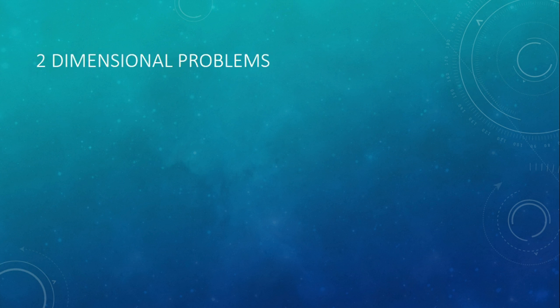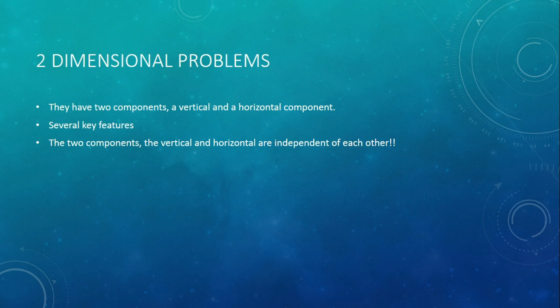So, two-dimensional problems, just like one-dimensional problems, there is a specific strategy that you should always use. And here's some important pieces of information you need that are crucial to solving two-dimensional problems in kinematics. In two-dimensional problems, there is a horizontal and vertical component. And here's some key features. The two components, the vertical and horizontal components, are independent of each other.